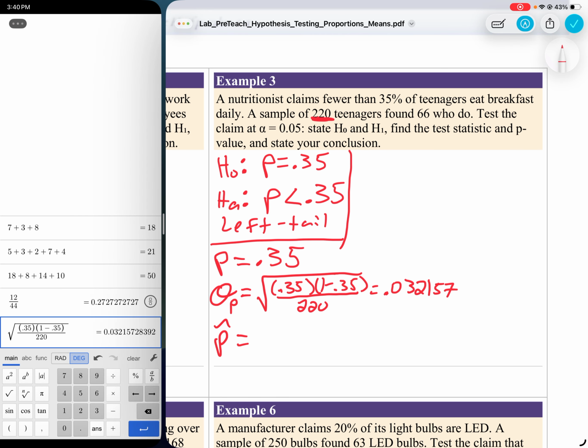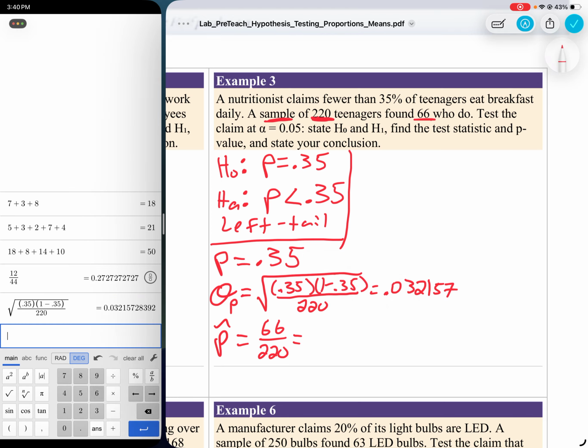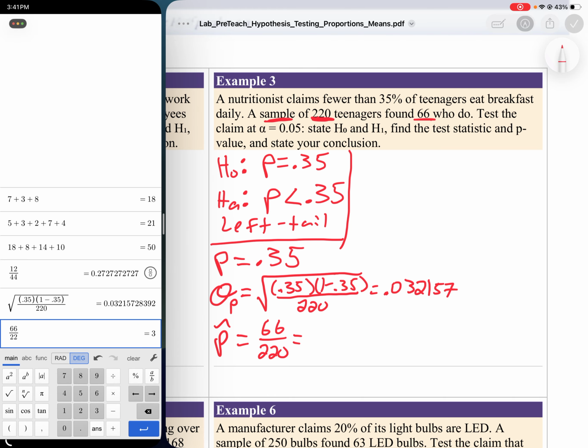P hat is your sample proportion. So we need to go find our sample information up in the problem, and we're going to use those numbers to create the proportion of the sample that eat breakfast. Since we're testing if they eat breakfast in the null hypothesis, our sample proportion also has to be about who's eating breakfast. So 66 divided by 220, we will get a P hat of 0.3.